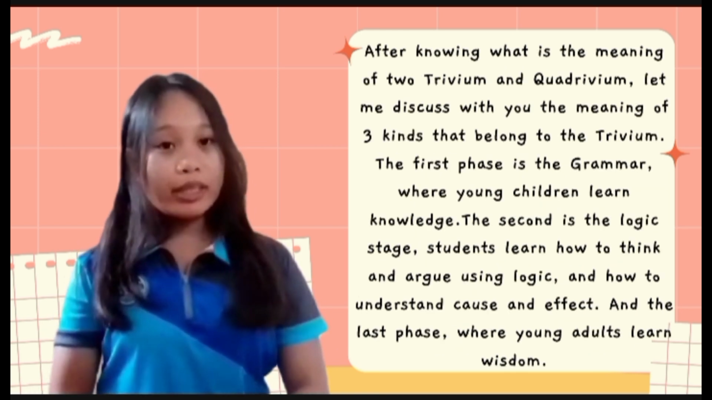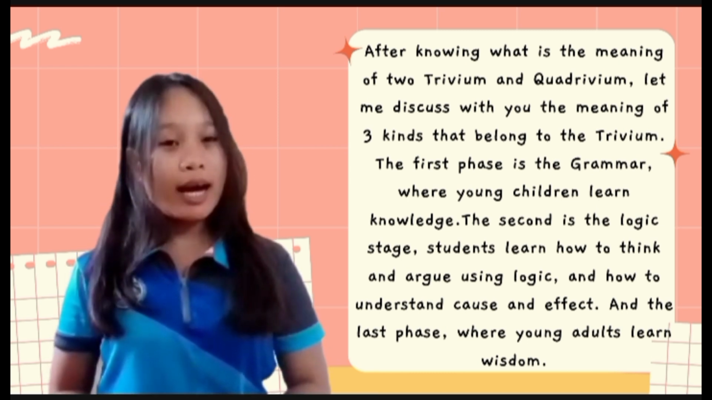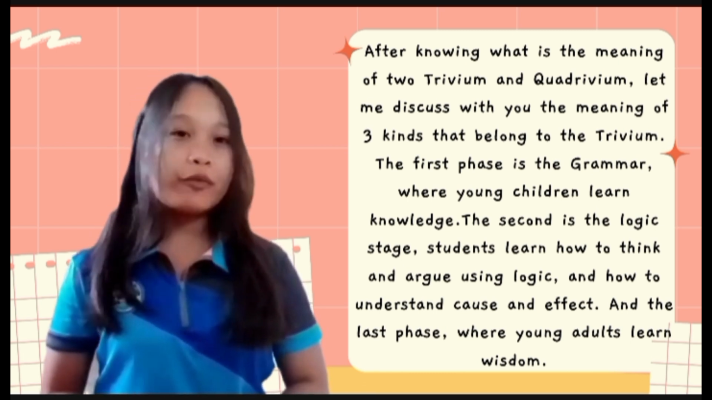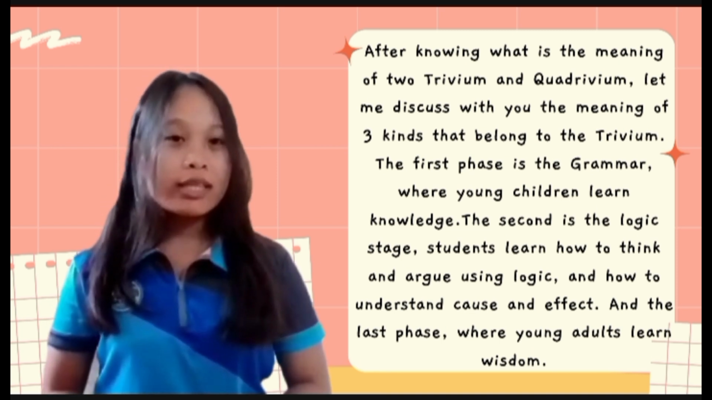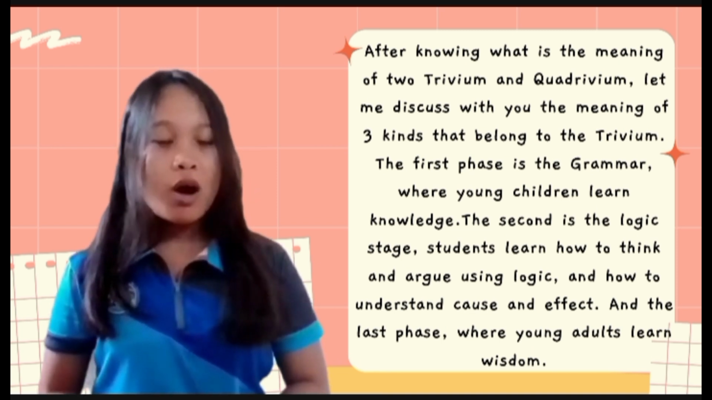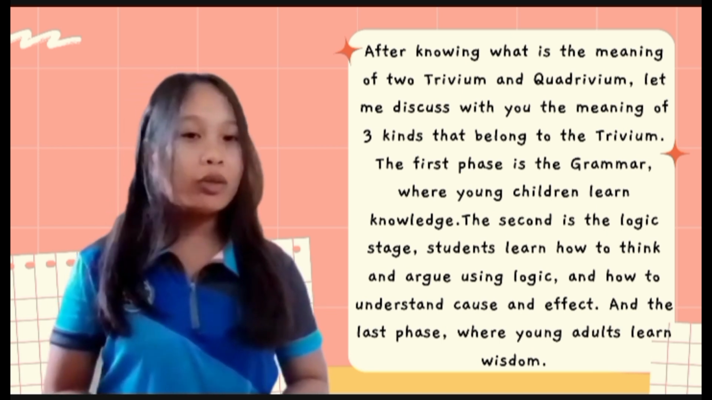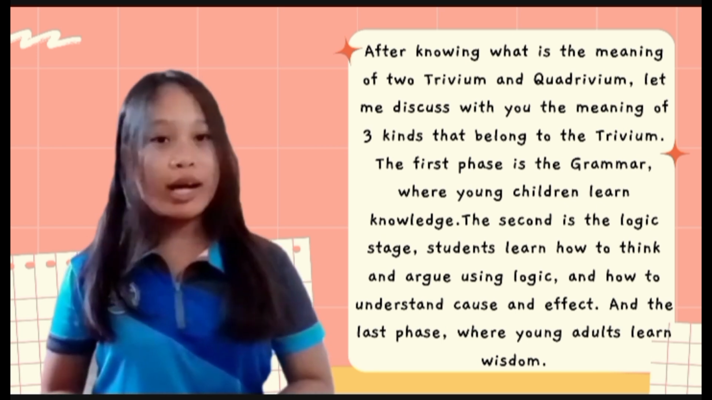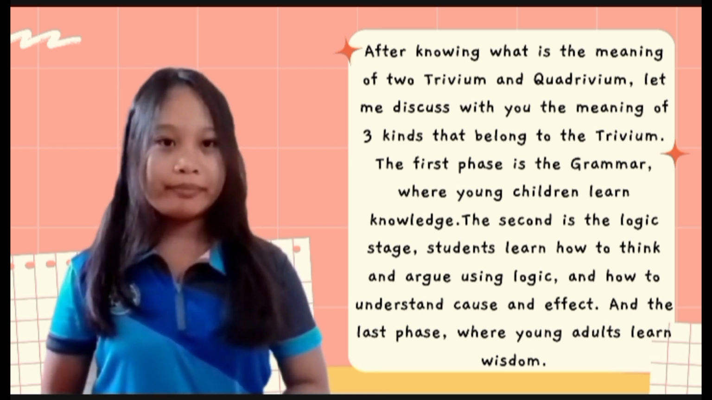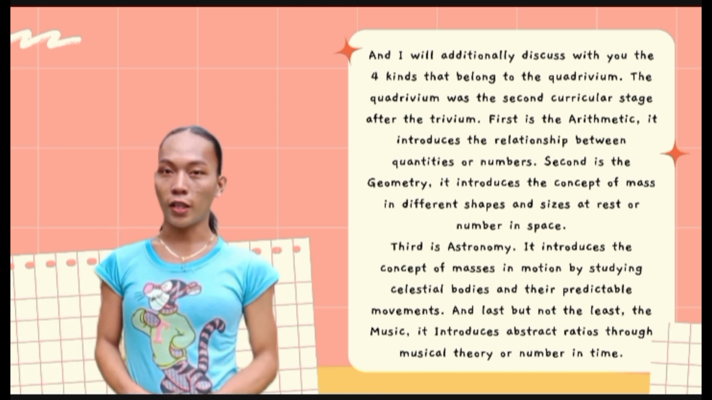After knowing the meaning of trivium and quadrivium, let me discuss with you the three kinds that belong to the trivium. The first phase is grammar, where young children learn knowledge. The second phase is the logic stage, where students learn how to think and argue using logic and how to understand cause and effect. The last phase is rhetoric, where young adults learn wisdom. And I will additionally discuss with you the four kinds that belong to the quadrivium.